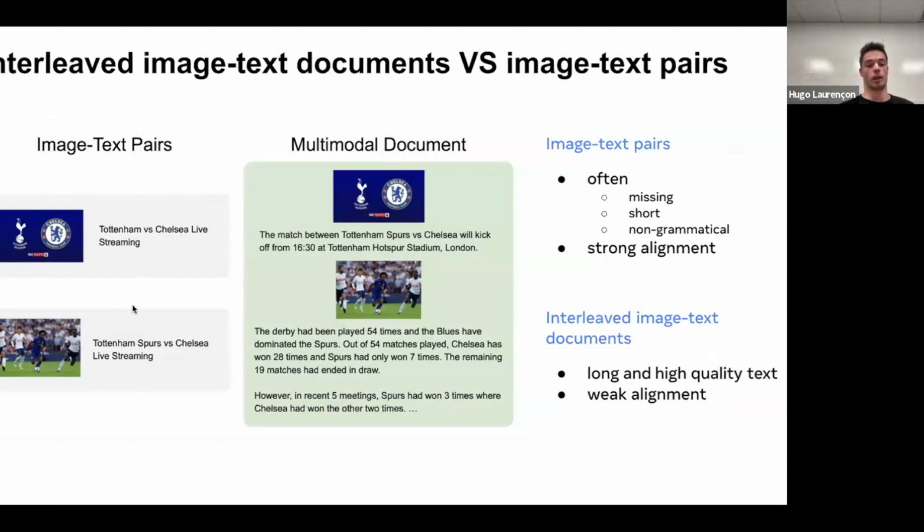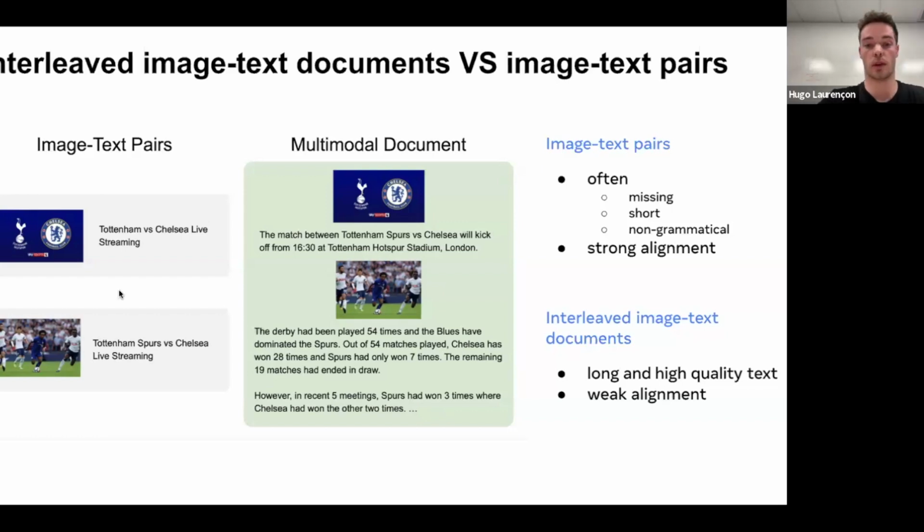The way these image text pair datasets are usually created is by crawling the web. You find all the images, and in the HTML code, you look for the alt text that is written by developers. The problem is that these alt texts are often, first of all, missing, and when they are there, they are short and non-grammatical. However, the good thing is that there is a strong alignment between an image and a description.